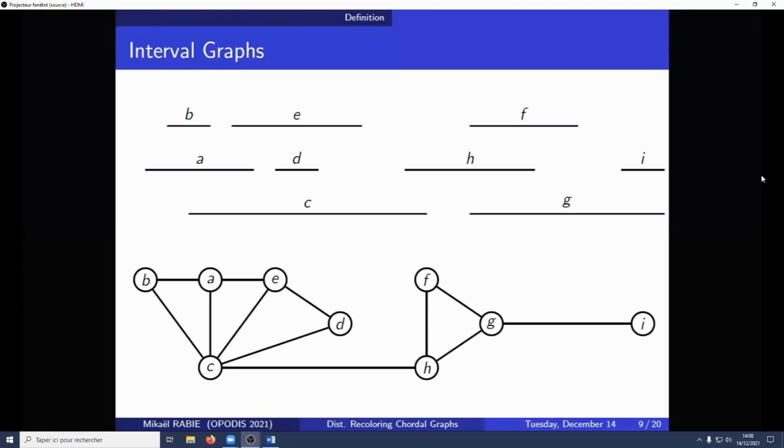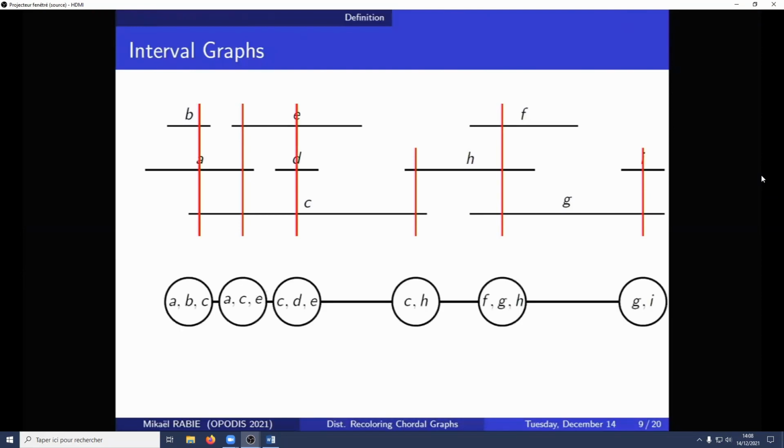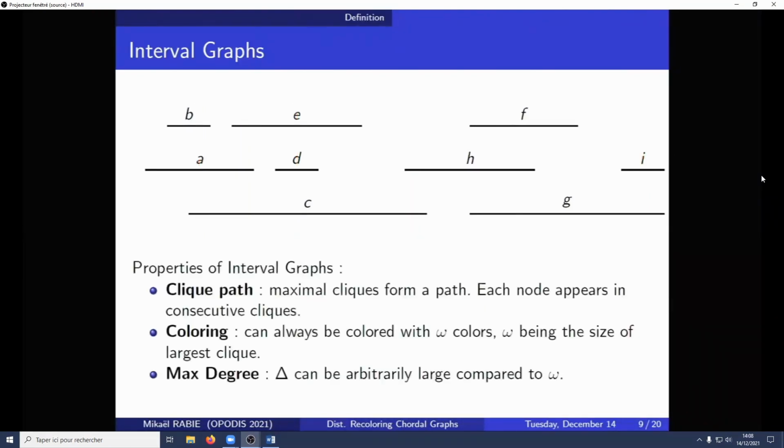One of the important elements we will use here is what we call the maximal cliques. We look at all the maximal cliques in our graph, and we can build what we call the clique path. The clique path is basically, for each maximal clique, we make a node, and we order them according to where they appear in the interval representation. We have several results about it. Each node appears in consecutive cliques. The chromatic number of interval graphs is actually omega, the size of the largest clique, which can be way lower than delta, the maximal degree of the graph.